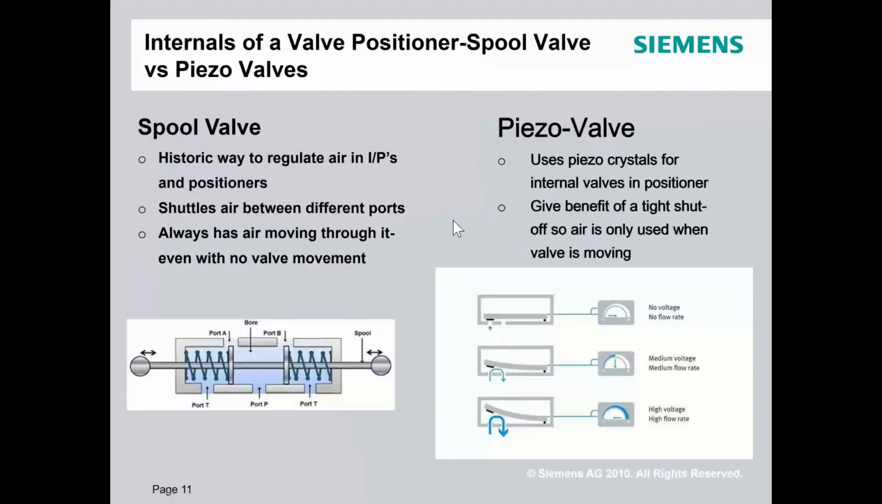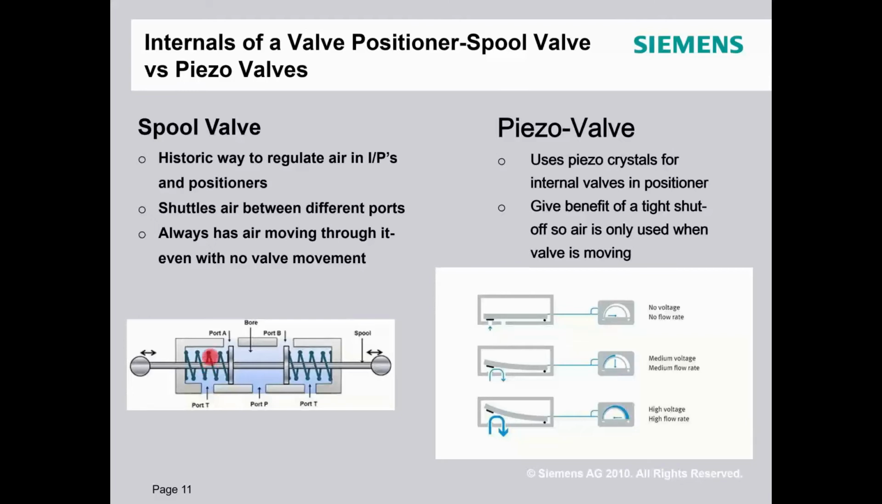So what is a piezoelectric valve? Well, spool valve we kind of just went through, right? Shuttle moves air back and forth. One downside of a spool valve is that it always has air moving through it. If it's moving the valve, it's pushing the air to the actuator of the valve, and that's where the air is being used. If it is not moving, the valve is stopped in its position, a spool valve bleeds air to atmosphere at that point. It's always moving air through it, so it's always using air no matter what.